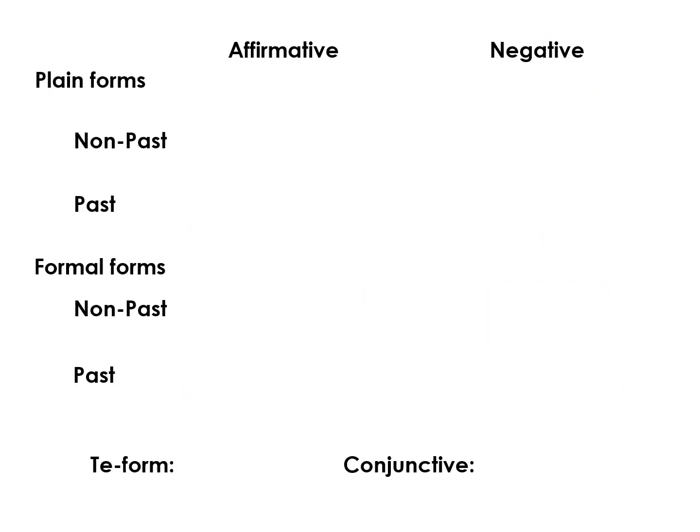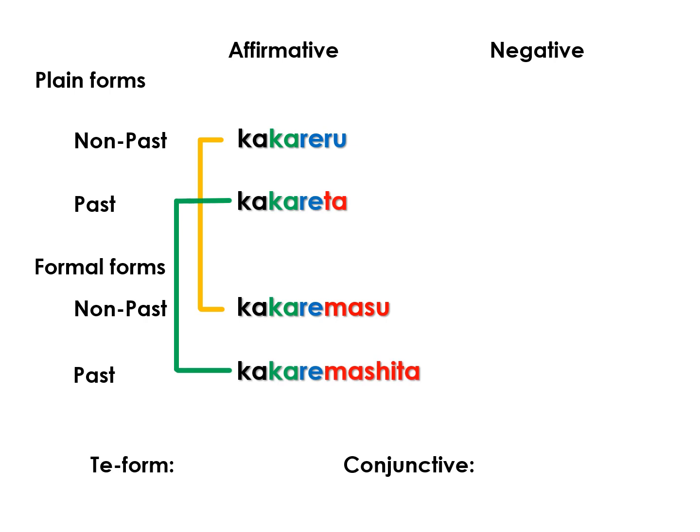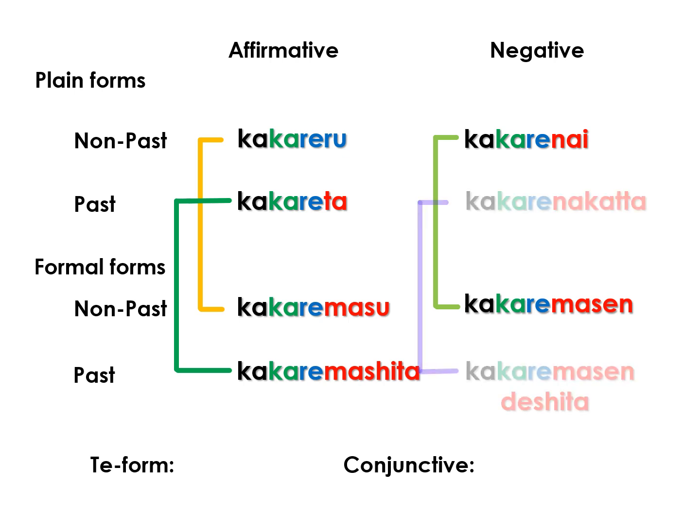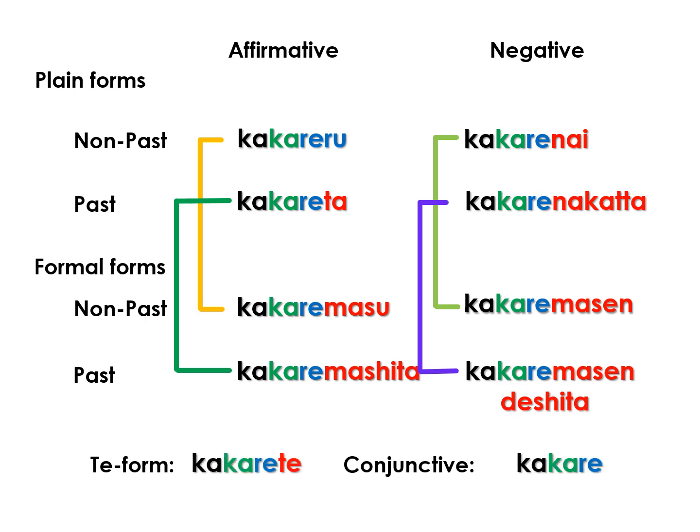And this is how kakareru conjugates into the basic 10. Kakareru, kakaremasu: will be written. Kakareta and kakaremashita: was written. Kakarenai and kakaremasen: won't be written. Kakarenakatta, kakaremasen deshita: was not written. Te form is kakarete, and the conjunctive form is kakare.